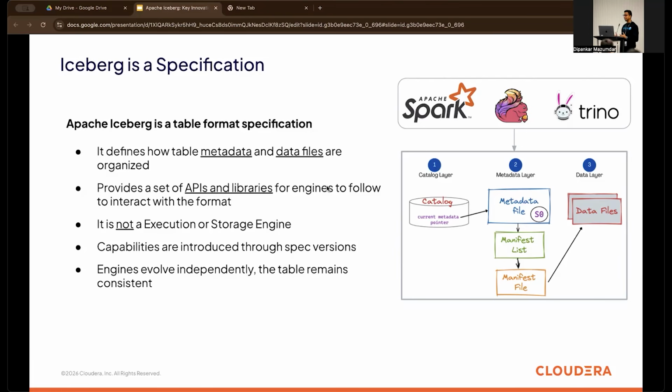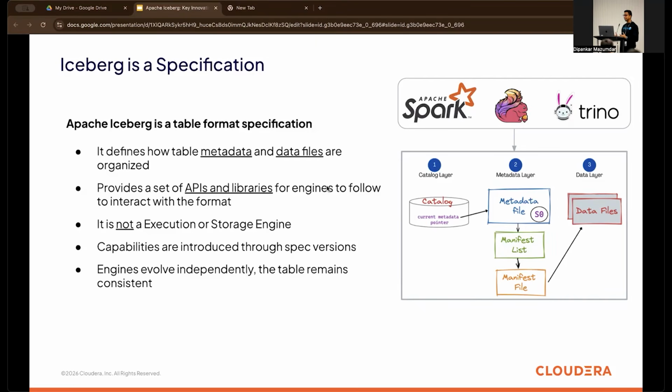Iceberg's open versioned table specification makes sure that capabilities are not tied to any single engine or vendor, right? It's an open table format separated from the storage engine or the compute engine. So different engines can evolve independently, and the table remains consistent and correct, right?